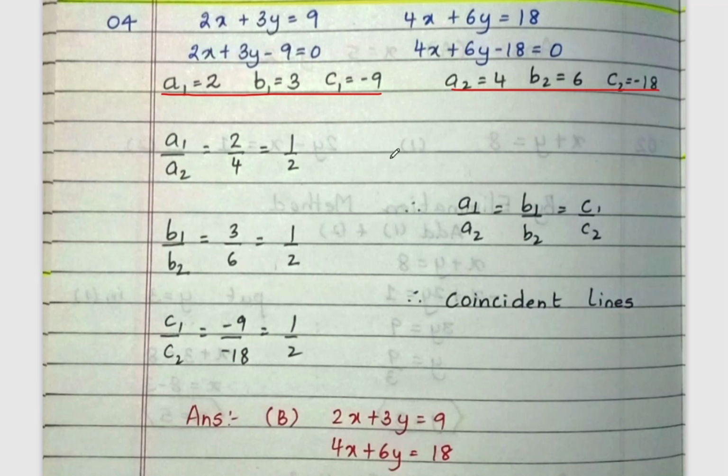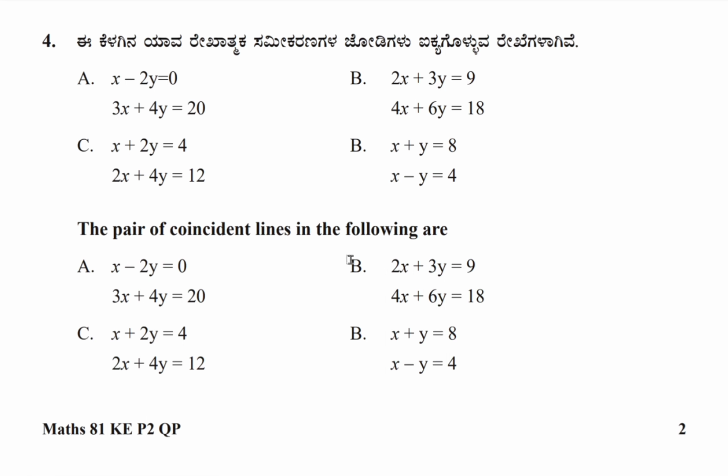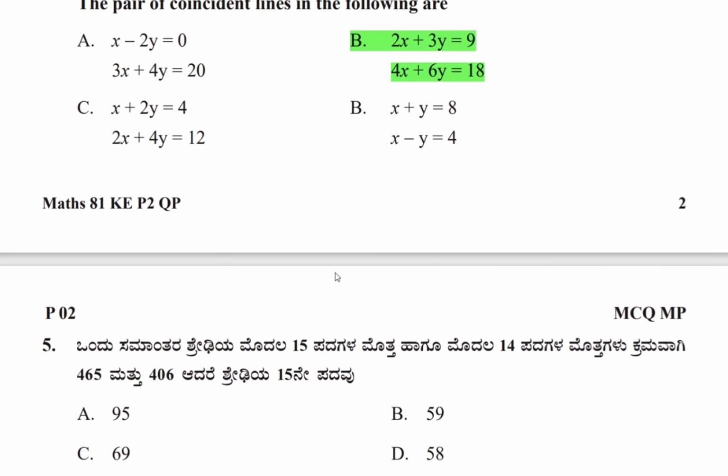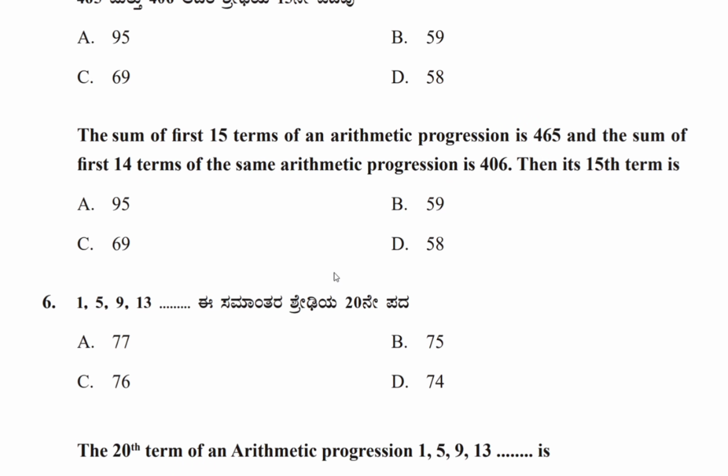Find out the ratios a1 by a2, b1 by b2 and c1 by c2. If all the 3 ratios are equal, we can say that the lines are coincident. Therefore, for the option B, 2x plus 3y equals 9 and 4x plus 6y equals 18, the lines are coincident.